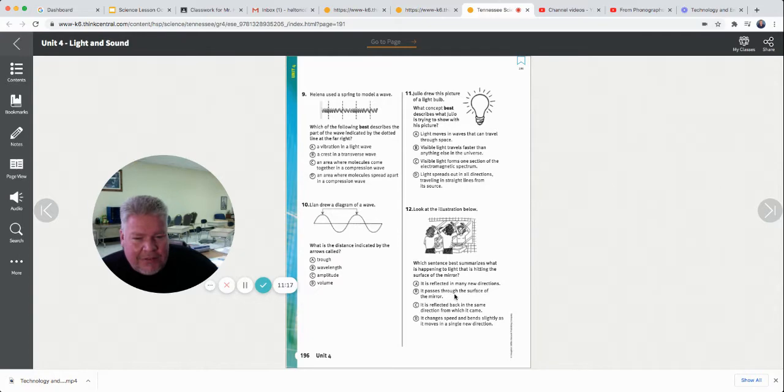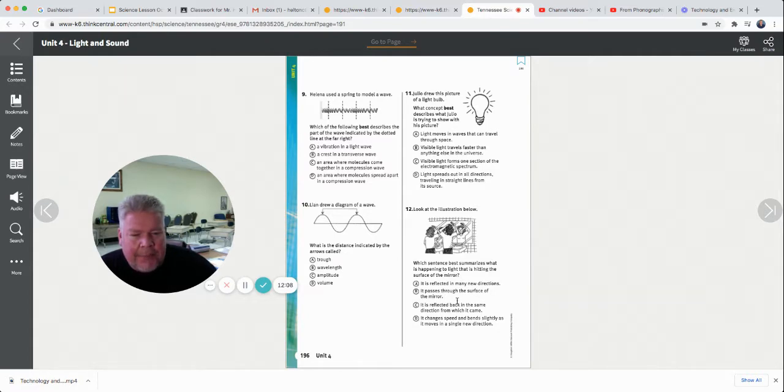It passes through the surface of the mirror. No, light doesn't pass through a mirror. It bounces off of it. So that's not right. We know it's not B. C, it's reflected back in the same direction from which it came. So this talks about reflection. That one seems to make more sense to me than A. We'll come back to C. So we're looking at A and C. It changes speed and bends slightly as it moves in a single new direction. That's refraction. Mirrors don't refract light. They reflect it. So A says it's reflected in many new directions. C says it's reflected back in the same direction. Well, now remember, a mirror is smooth and shiny. So it reflects it in the same direction from which it came.